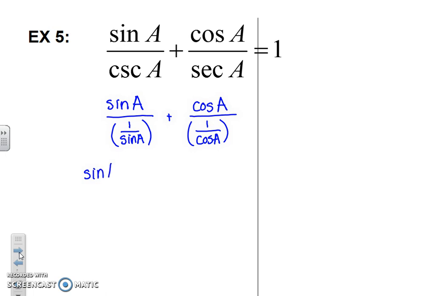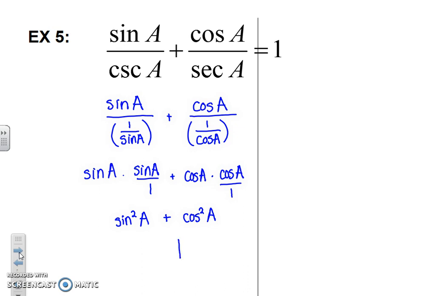So I'm going to have sine of a times sine a over 1 plus cosine of a times cosine of a over 1. So now, sine a times sine a is sine squared a. And of course over 1, but we don't have to write that. Cosine a times cosine a is cosine squared a. Now, here's our Pythagorean identity. We know sine squared a plus cosine squared a always equals 1. So for this, we get 1 equals 1, and we have proven our identity.